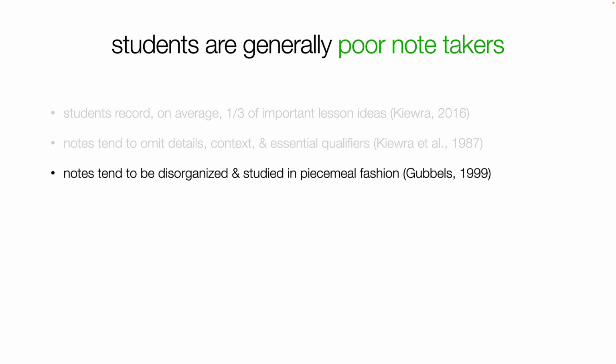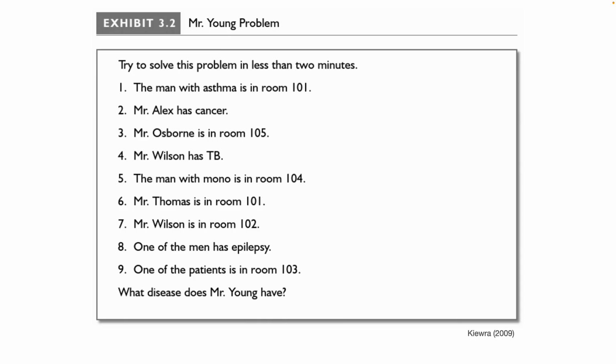Also, students' notes tend to lack organization. Further, students don't tend to take time after a lesson to organize their notes, and as a result, they study and memorize isolated facts in a piecemeal fashion rather than looking for connections and overall structure. Kiewra illustrated this problem with a demo in one of his books. So, here your job is to look over the notes and decide what disease Mr. Young has. The chart says you have 2 minutes, but I'm only going to give you a fraction of that.